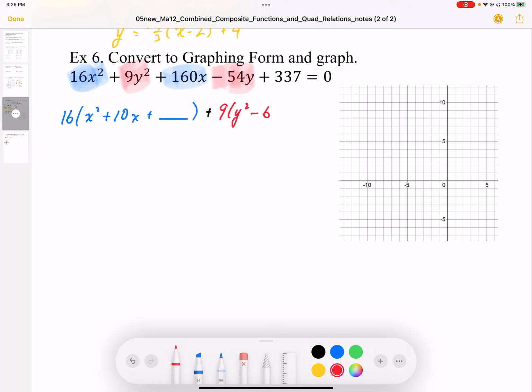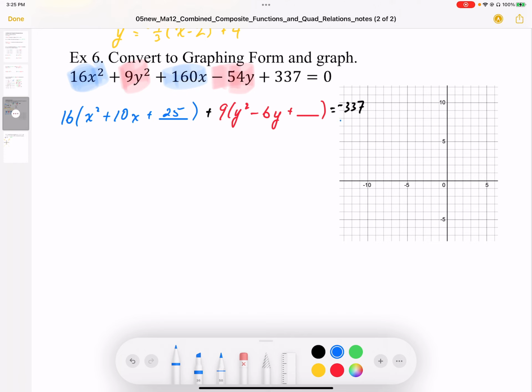And so I end up with -6y plus blank. And then this is equal to -337. I'm going to move that 337 to the other side. Okay, so at this point, since I've factored, I can see that this is an ellipse. So I'm going to go ahead and complete my square. So I'm going to complete the square with 25 here.